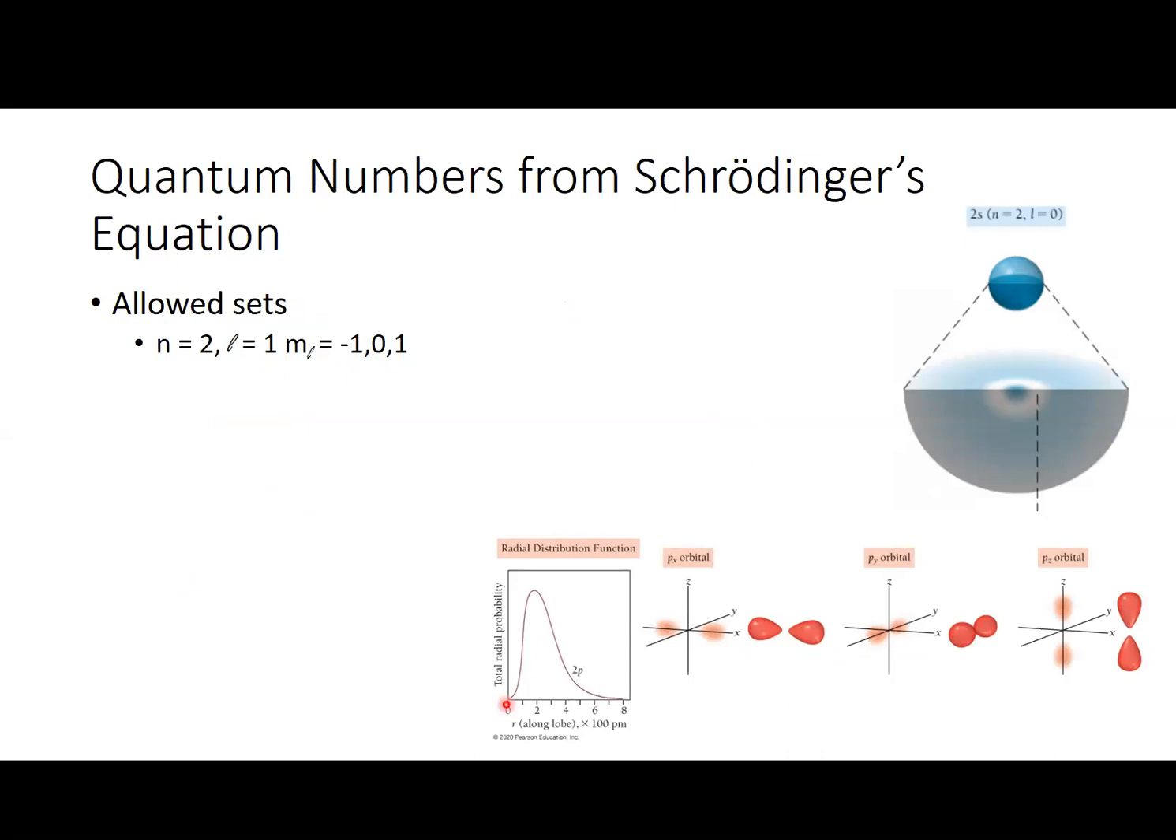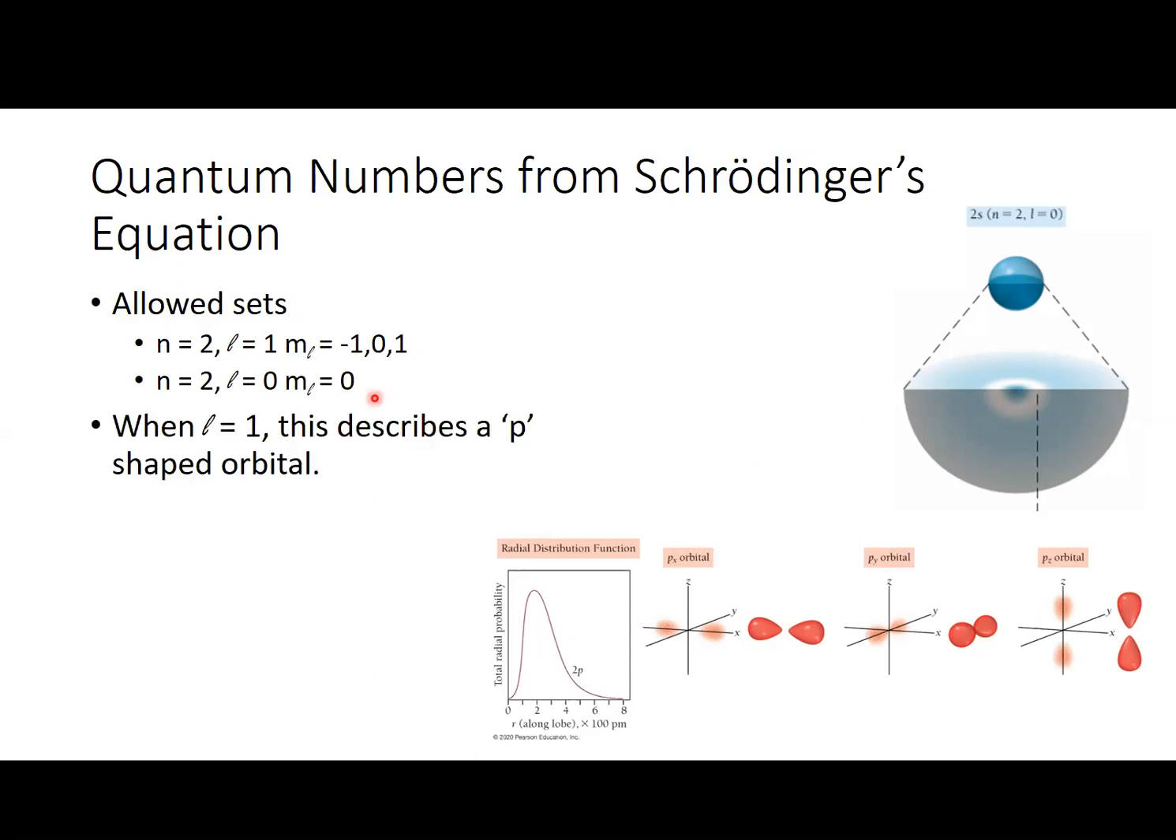And if n is equal to 2 and L is equal to 0, then we're talking about this S-shaped orbital here. There's only one possible value for m sub L. So when L is equal to 1, this describes what's called a P-shaped orbital. That's what these are, these dumbbell kind of things. And when m sub L is equal to these numbers, these are the different ways that we can orient it.